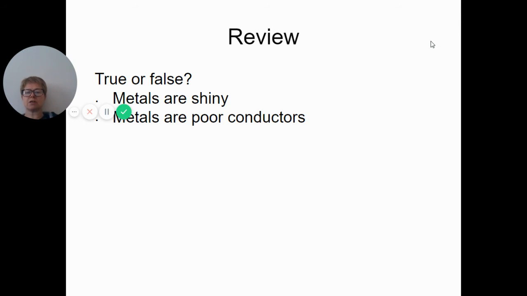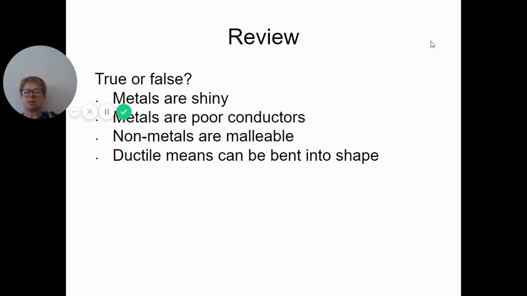Metals are poor conductors. That's false. Non-metals are malleable. That's false. Ductile means can be bent into shape. That's also false. Ductile means can be stretched into wires.